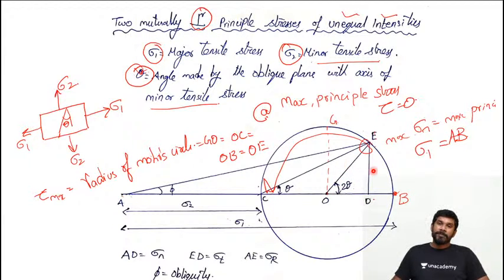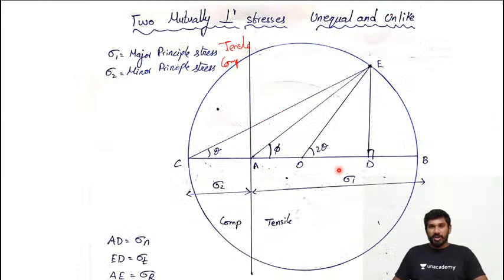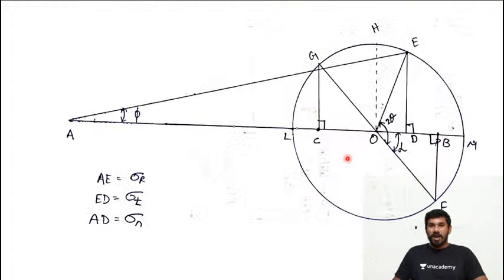So at maximum principal stress, the shear stress is 0 because the ED value becomes 0. Similarly, at minimum principal stress, the ED value becomes 0. The principal stress values will be in between, and the maximum shear stress is equal to the radius of Mohr circle. So these are the shortcuts. Let me show how to use these shortcuts in your examinations, with previous year questions.